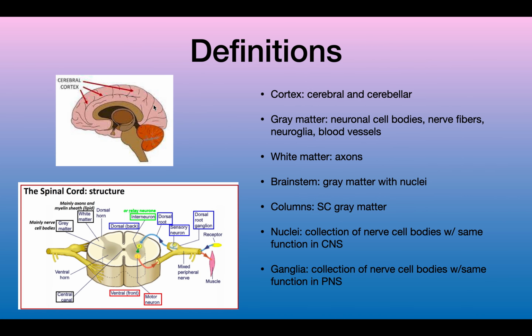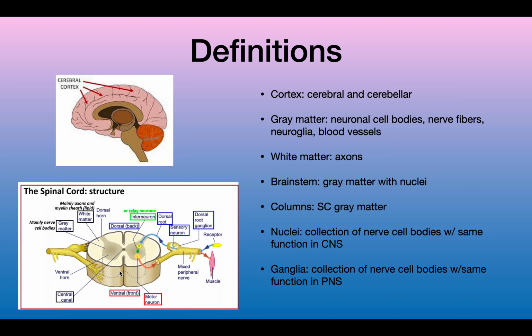The cortex is going to be the cerebral and cerebellar regions of the brain. Gray matter is made out of the neuronal cell bodies, along with the nerve fibers, some cells that maintain the fibers, and blood vessels. White matter is going to be your axons. Brainstem is going to be the gray matter included with the nuclei, and the columns would be the spinal cord gray matter. Nuclei is the collection of nerve cell bodies with the same function in the central nervous system, while the ganglia are the collection of nerve cell bodies with the same function in the peripheral nervous system.